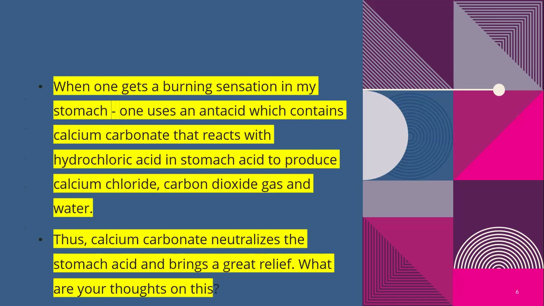When one gets a burning sensation in one's stomach, one uses an antacid which contains calcium carbonate that reacts with hydrochloric acid in stomach acid to produce calcium chloride, carbon dioxide gas, and water. So calcium carbonate neutralizes the stomach acid. It is a base then. It reacts with the acid and neutralizes the acid in the stomach.